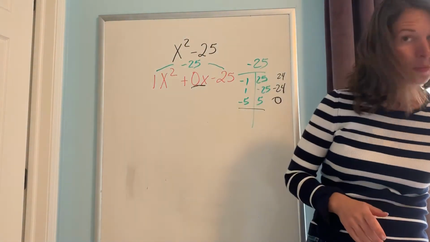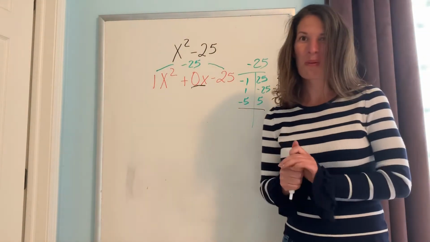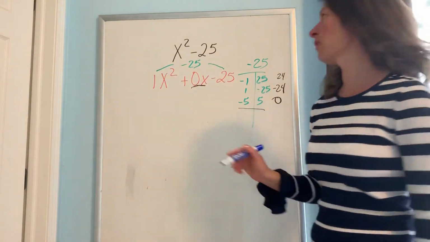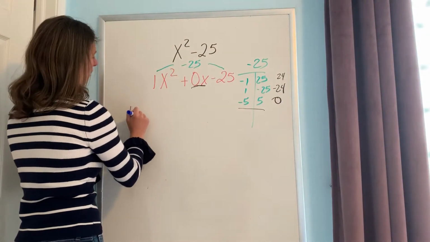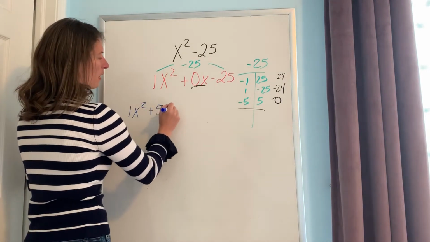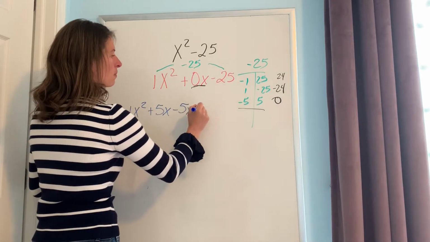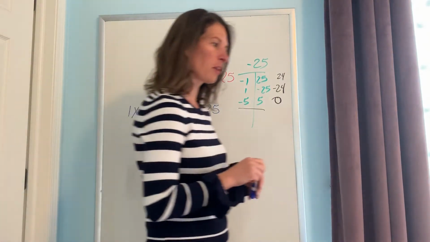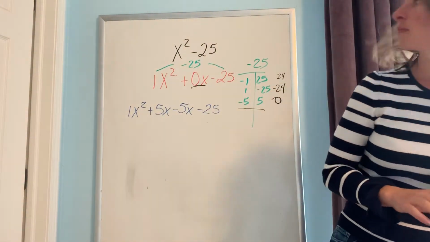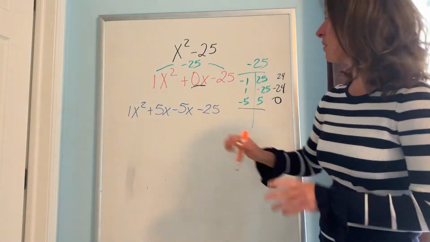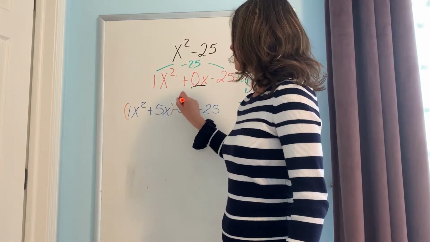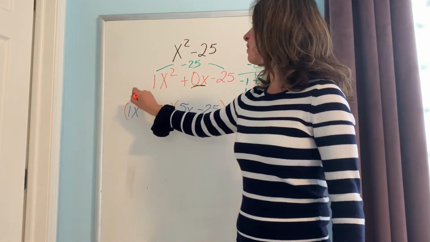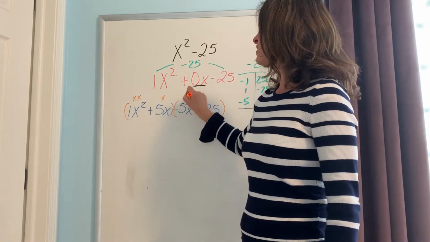Sorry, I'm trying to make sure I use different colors so you can see what each thing is. So I'm going to substitute in negative 5x plus 5x instead of 0x. So I'm going to have 1x squared plus 5x minus 5x minus 25. 4 terms, that means we can factor by grouping. So we're going to put parentheses around our first 2 terms and around our second 2 terms. And I'm going to put my variables up top, just because it makes it easy for us to see.